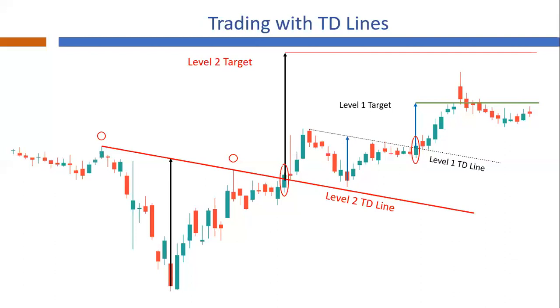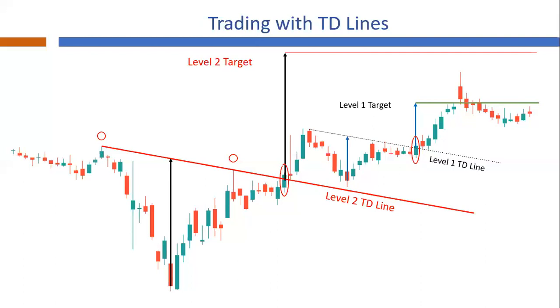Further, in case a breakout of a higher level TD supply line has occurred and then an opposite signal is generated, then it is deemed that the market context has changed and one should then start looking at lower level TD demand line breakdowns. This method helps in forming a bullish or bearish bias and helps in filtering out trades.